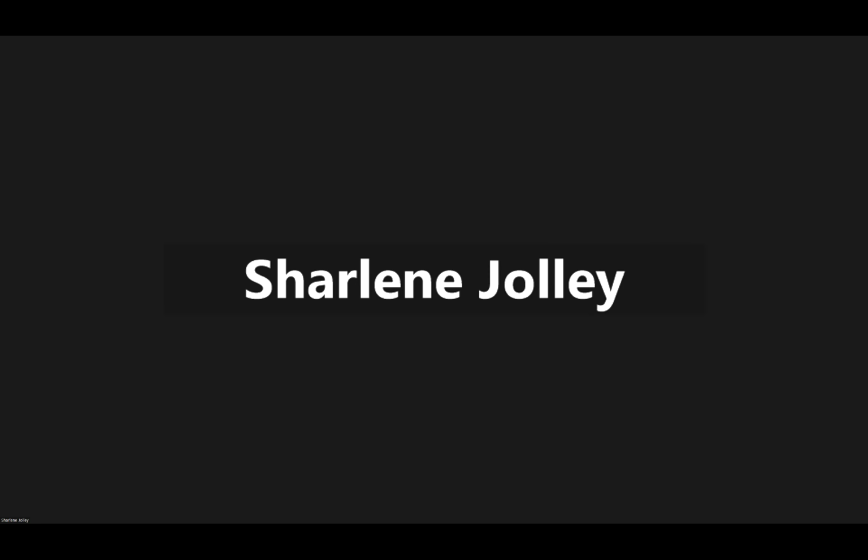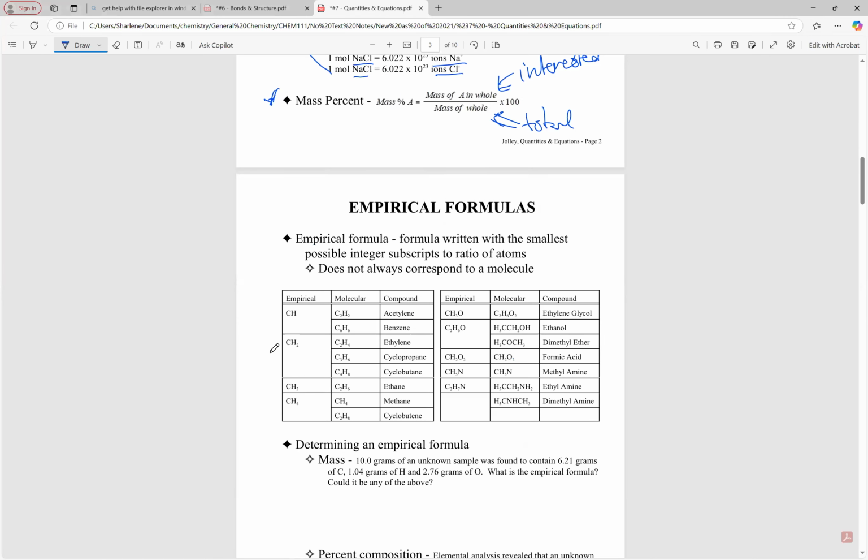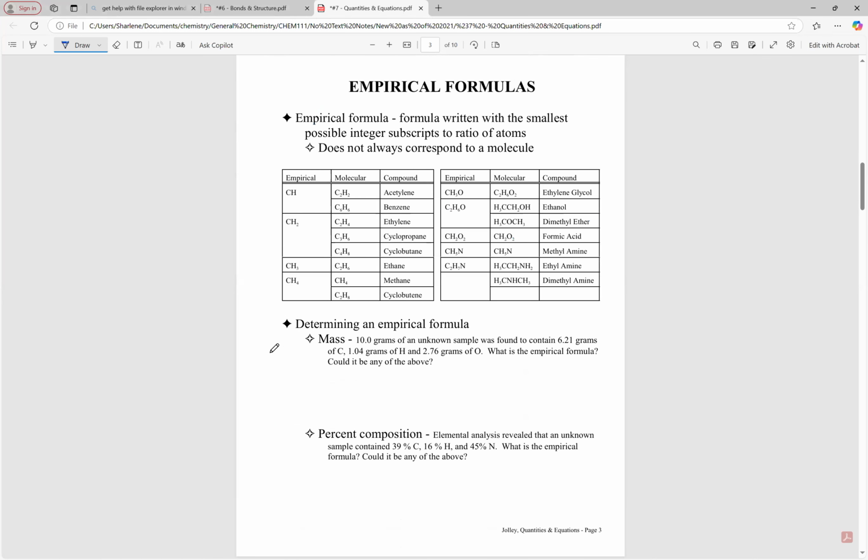All right, let's talk about quantities some more. Okay, so we talked about formula weights, we talked about molecular weights, we talked about what a mole is. There is a concept or a skill that is using something called empirical formula.